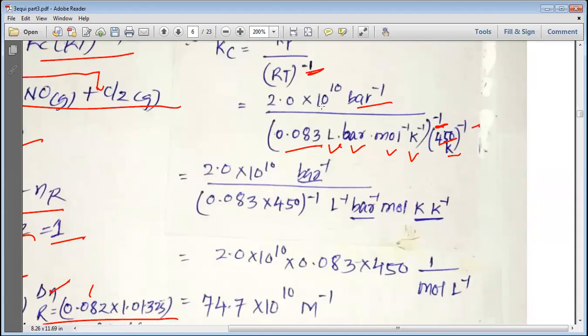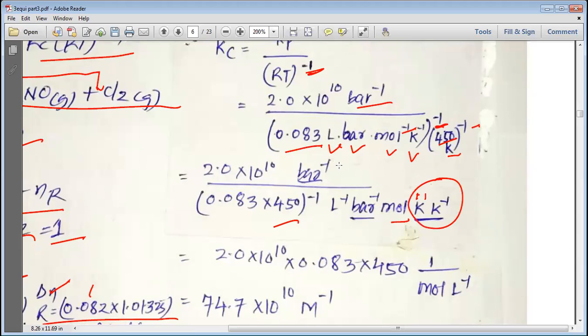That means 2.0 into 10 to the power 10, 0.083 multiplied by 450. Now let us write the units. So liter to the power minus 1, bar to the power minus 1, mole to the power minus 1 into minus 1 becomes mole, Kelvin to the power minus 1 into minus 1 becomes Kelvin plus 1, and this Kelvin to the power minus 1. So Kelvin plus 1, Kelvin minus 1 becomes 1.